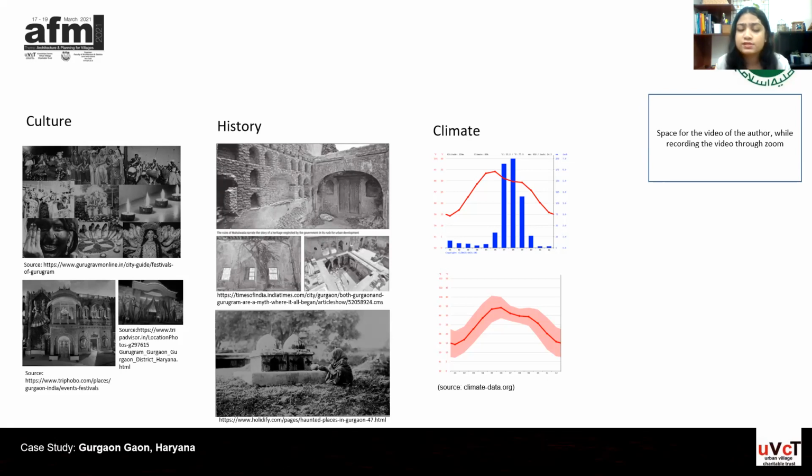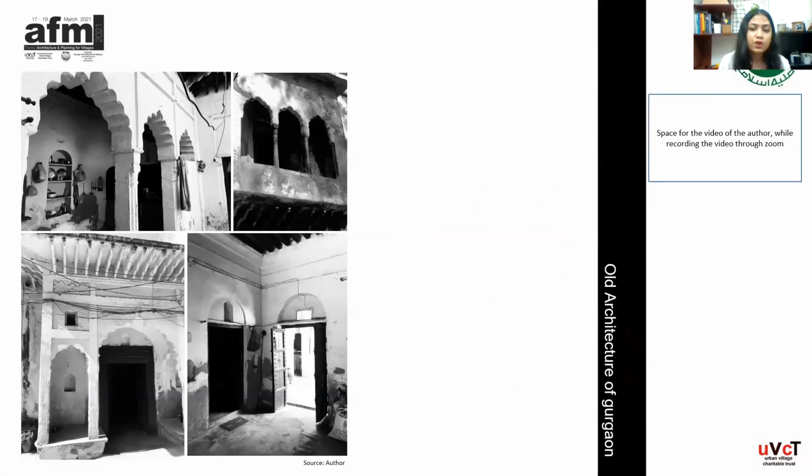It has a local steppe climate. There is little rainfall throughout the year. Now we will know about the old architecture of Gurgaon.